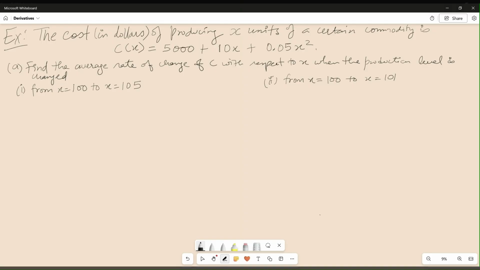The cost in dollars of producing x units of a certain commodity is this function we have, as we can see. Find the average rate of change of C of x with respect to x when the production level is changed from x equals 100 to x equals 105. Another part of this problem is from x equals 100 to 101. So make sure you all have calculators for this problem.